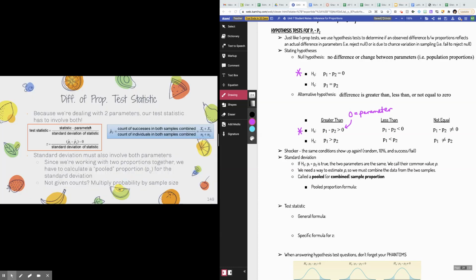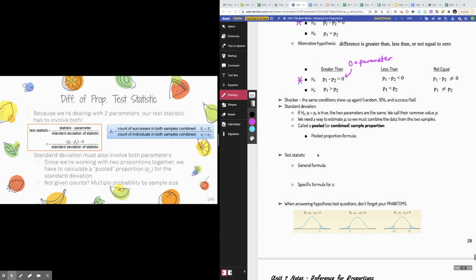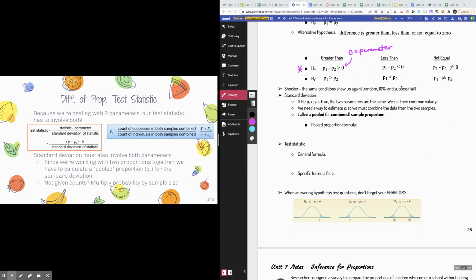So shocker, again, we have the same 3 conditions: randomness, 10%, and success fail. Now standard deviation is where this changes a little bit, and here's why. When you did one proportion Z tests, you would always have a claim that you were attempting to disprove. A parameter would be given to you in the problem.